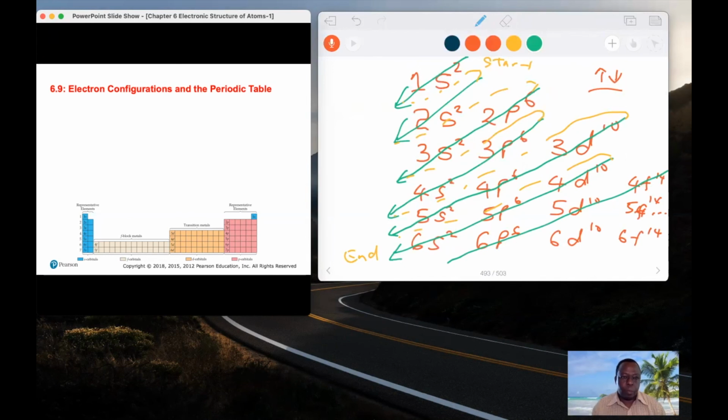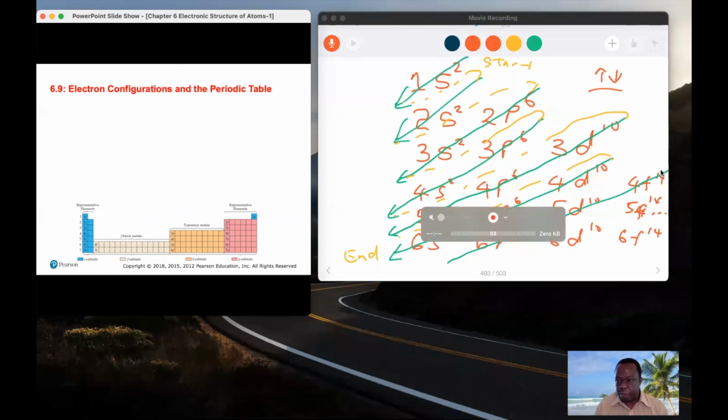So lanthanide will account for the F block. If you follow this pattern, what next? You're going to occupy the 4F. Where is the 4F in this diagram? It will account for this. You will never go wrong with this diagram in any electron configuration.